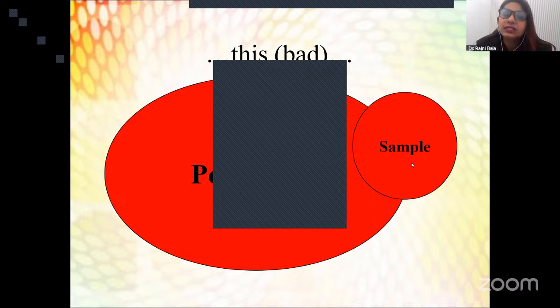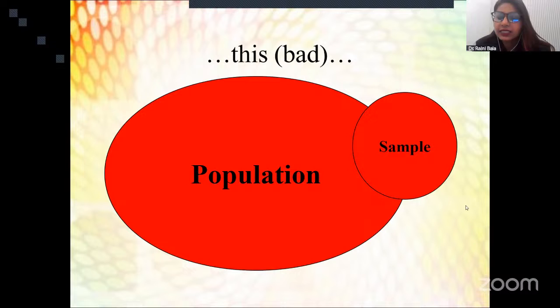Okay, so this is my entire population and I'm picking the sample this way. So this is a bad sample. Why is this a bad sample? Because this sample is not representing my entire population, right?